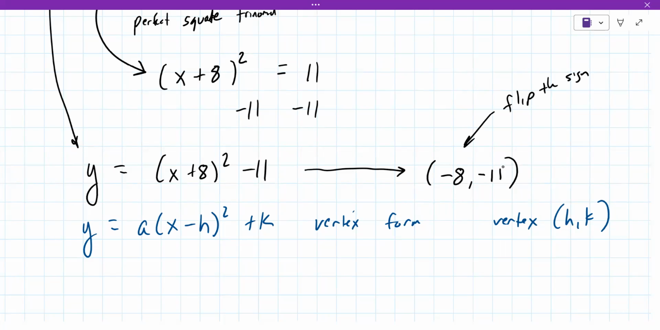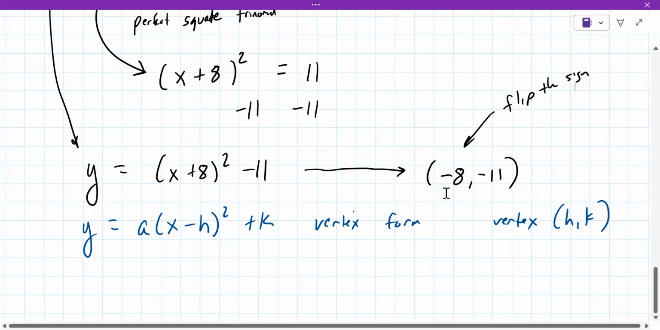Because guess what? On a multiple choice, all the possibilities are going to be there: 8, -8, positive 11. They're all going to be there. So make sure you're solid on that. And I'll give you a few more examples to try.